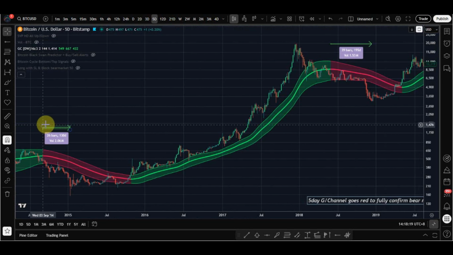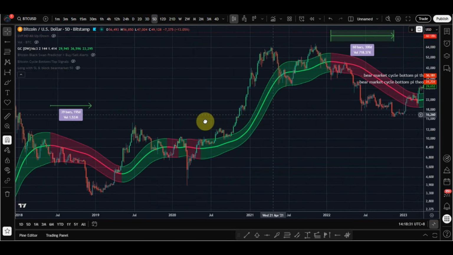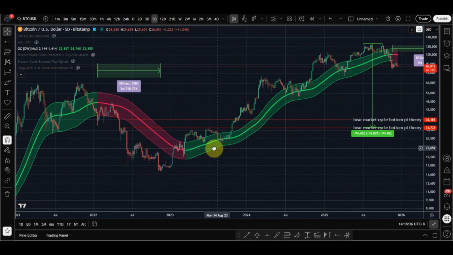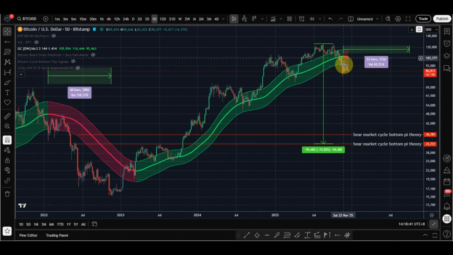The date ranges show from when red channel started to the Bitcoin price bottom. The exception was the COVID black swan crash, but even then there was a warning of red before the crash. Every cycle the channel goes red when either it is a confirmed bear market or an incoming price crash event. We see currently the channel has turned red using the 2 poles setting.